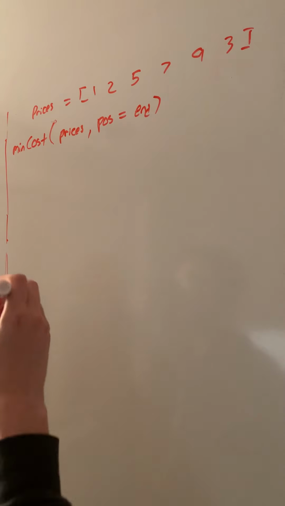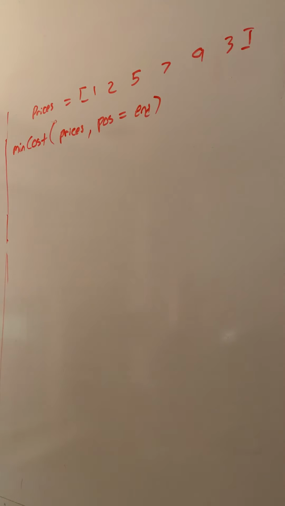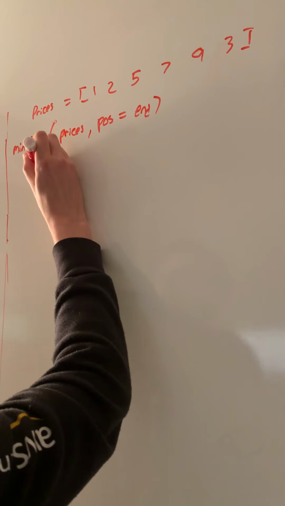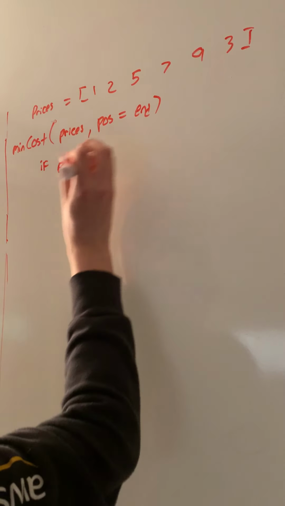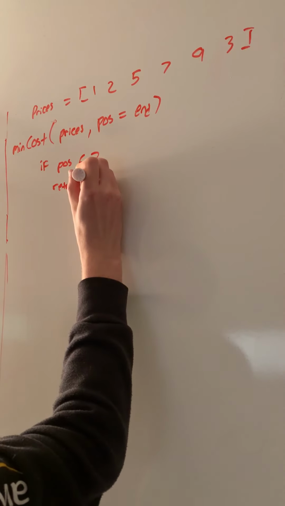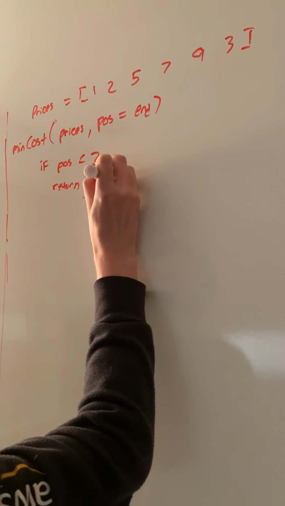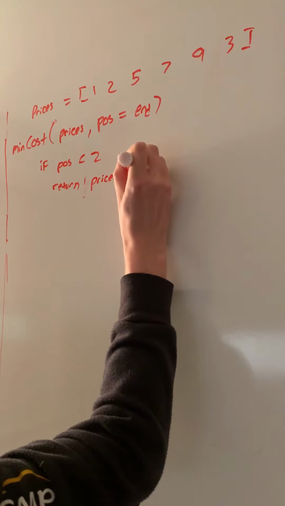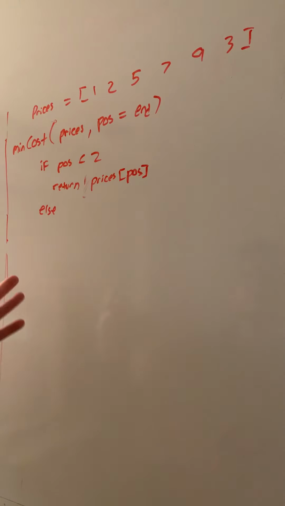We'll start with our base case, and in the base case it would be if we're at the 0th position or the first step, so the first 2 steps. And if we're at the first 2 steps, then we know that we're just going to return that price. Otherwise, we're going to make recursive calls.